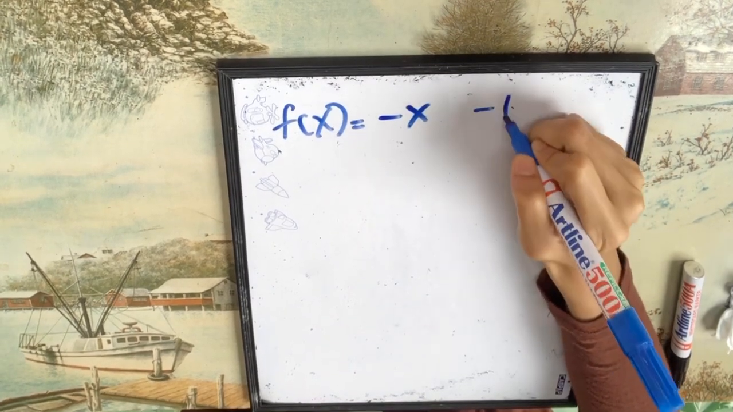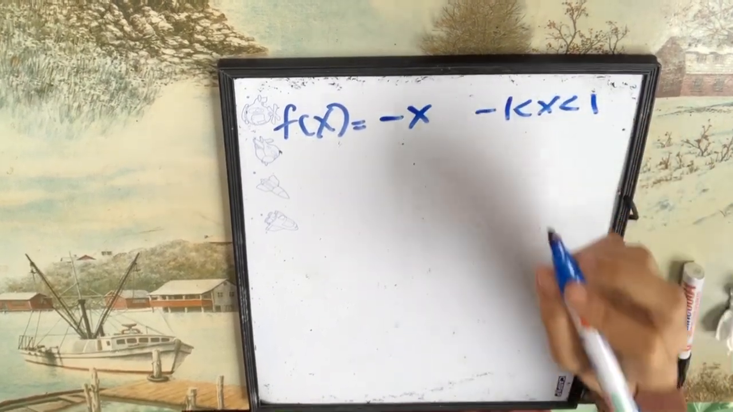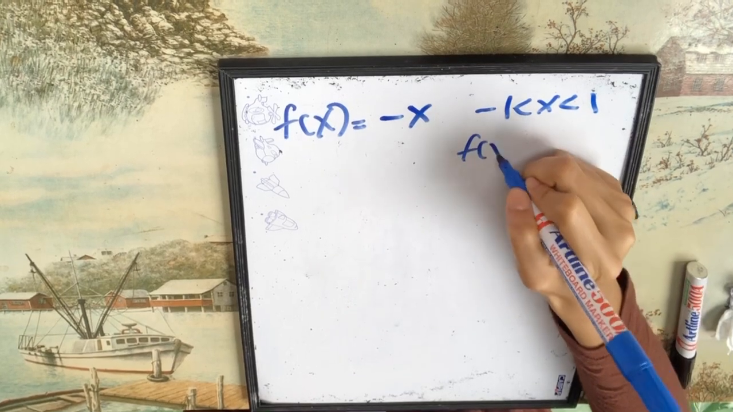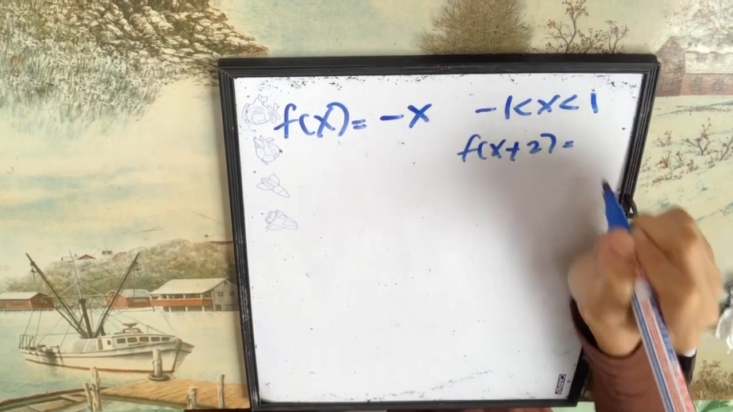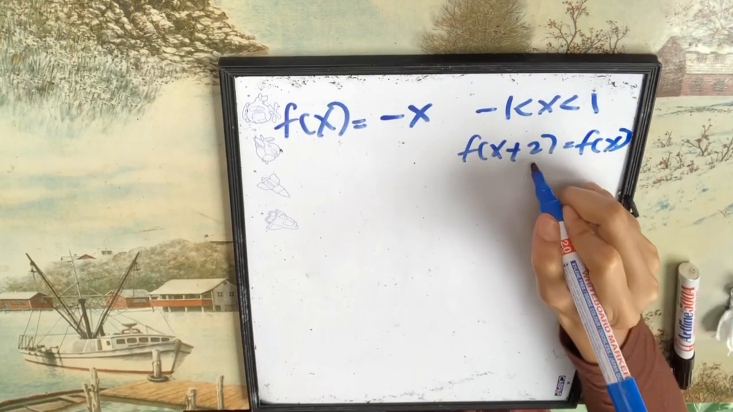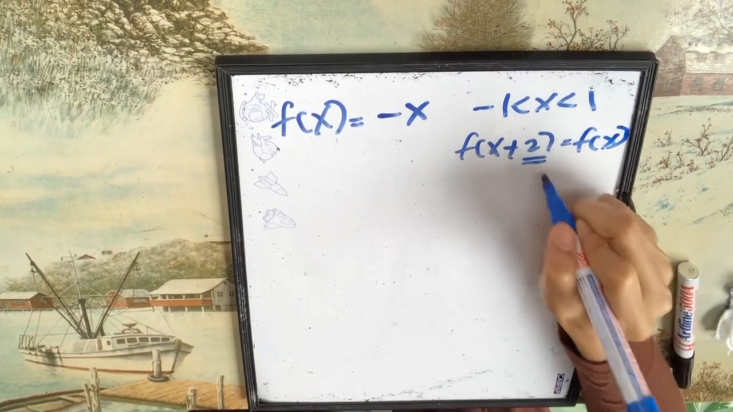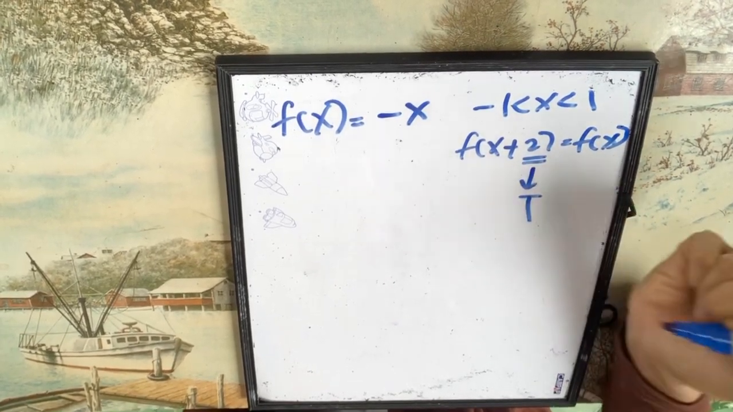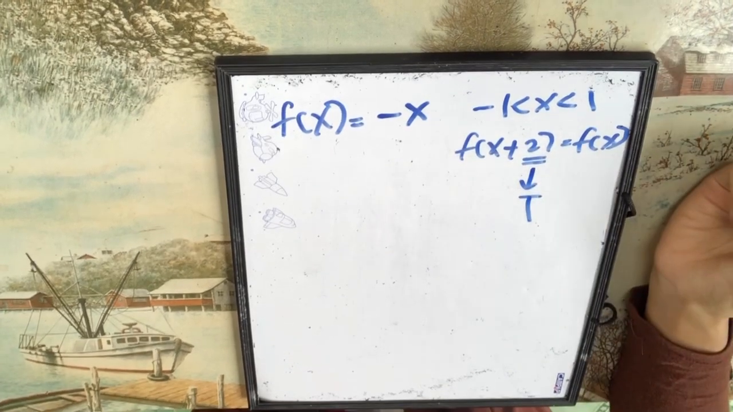Alright. So for example, let's say you have a function f(x) equal to negative x, and the interval is -1 < x < 1, with the period f(x) + 2 equal to f(x). So this is your period, which means that this is your T. Your T is equal to 2.